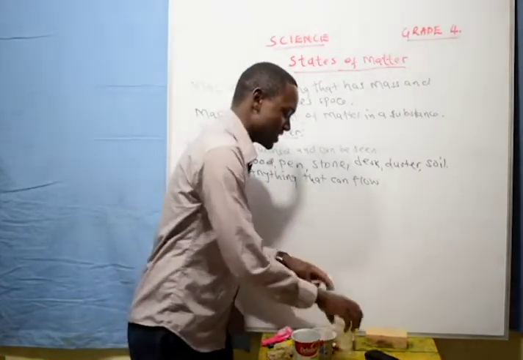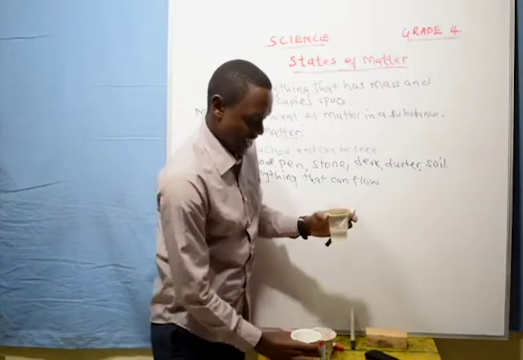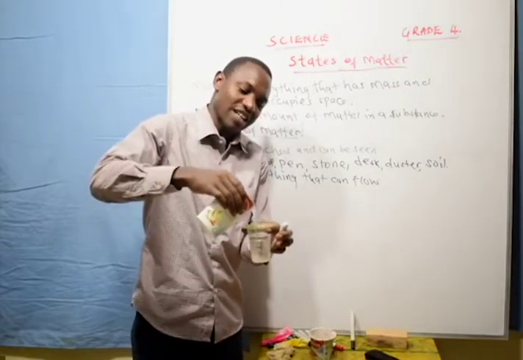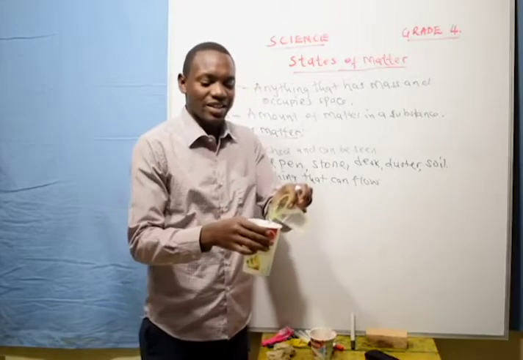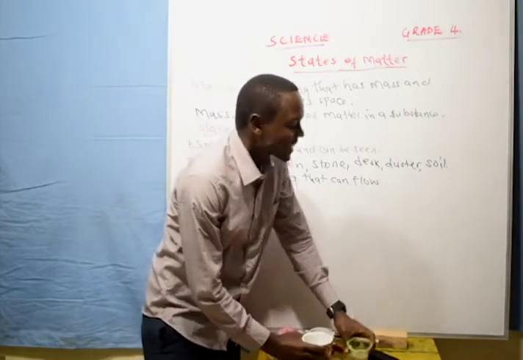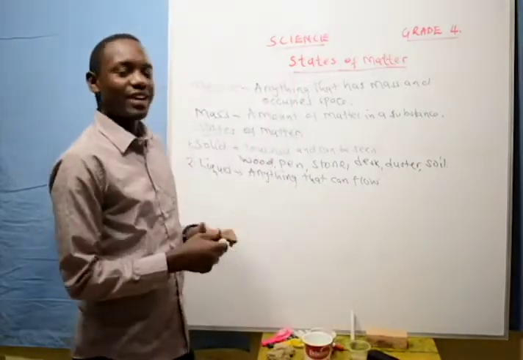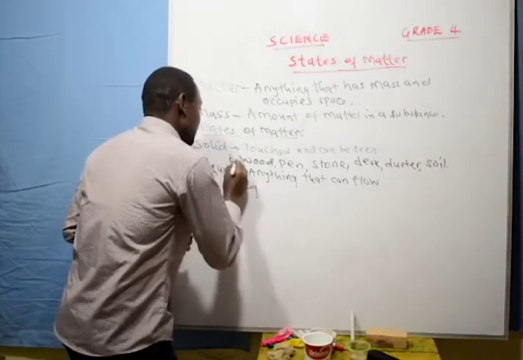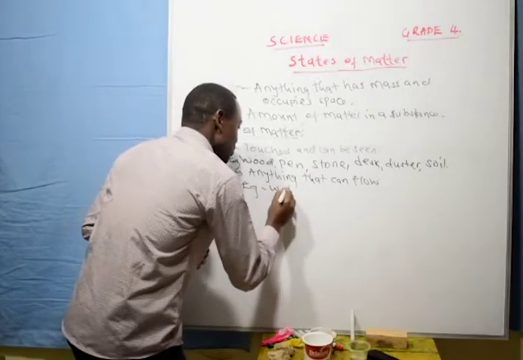For example, in this glass we have what? Water. Water can flow. You can see it flowing. This is water. Water is a liquid because it can flow. Anything that can flow is called a liquid. Examples of liquids, we start with water because you can see it.